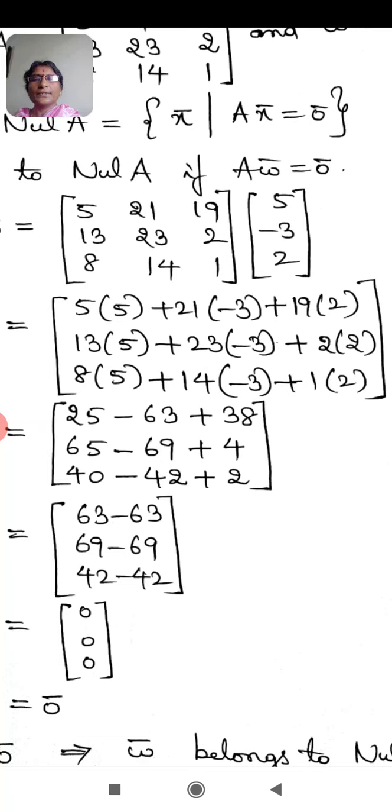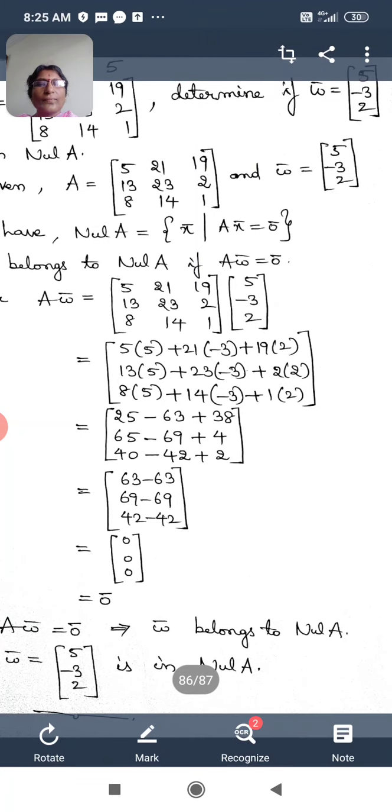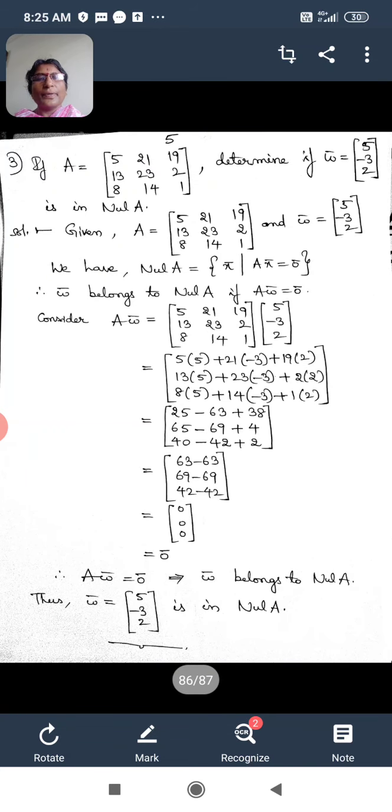In all these elements we got 63 minus 63, 69 minus 69, 42 minus 42, which definitely gives the zero matrix 0, 0, 0. So 0 bar is the resultant matrix after computation of A W bar. We got the resultant matrix as the zero vector 0 bar, which is a 3 by 1 column vector. So A W bar is equal to 0 bar, that implies W bar belongs to null A. That means W bar, equal to 5, minus 3, 2, is in the null space of the given matrix A.